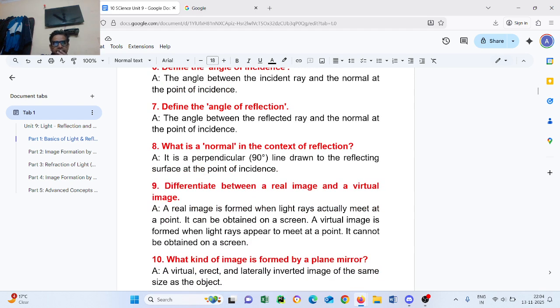Question number 9. Differentiate between a real image and a virtual image. A real image is formed when light rays actually meet at a point. It can be obtained on a screen. A virtual image is formed when light rays appear to meet at a point. It cannot be obtained on a screen.